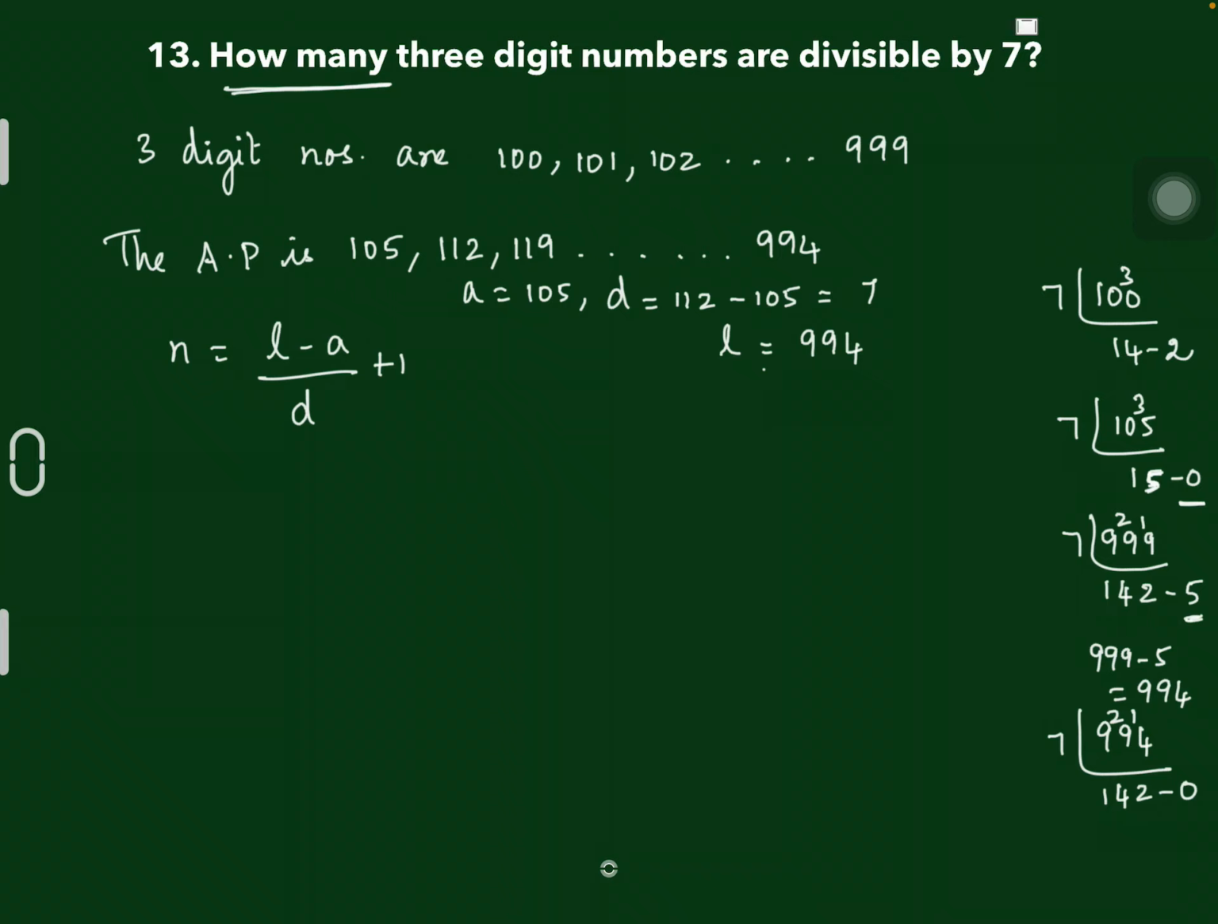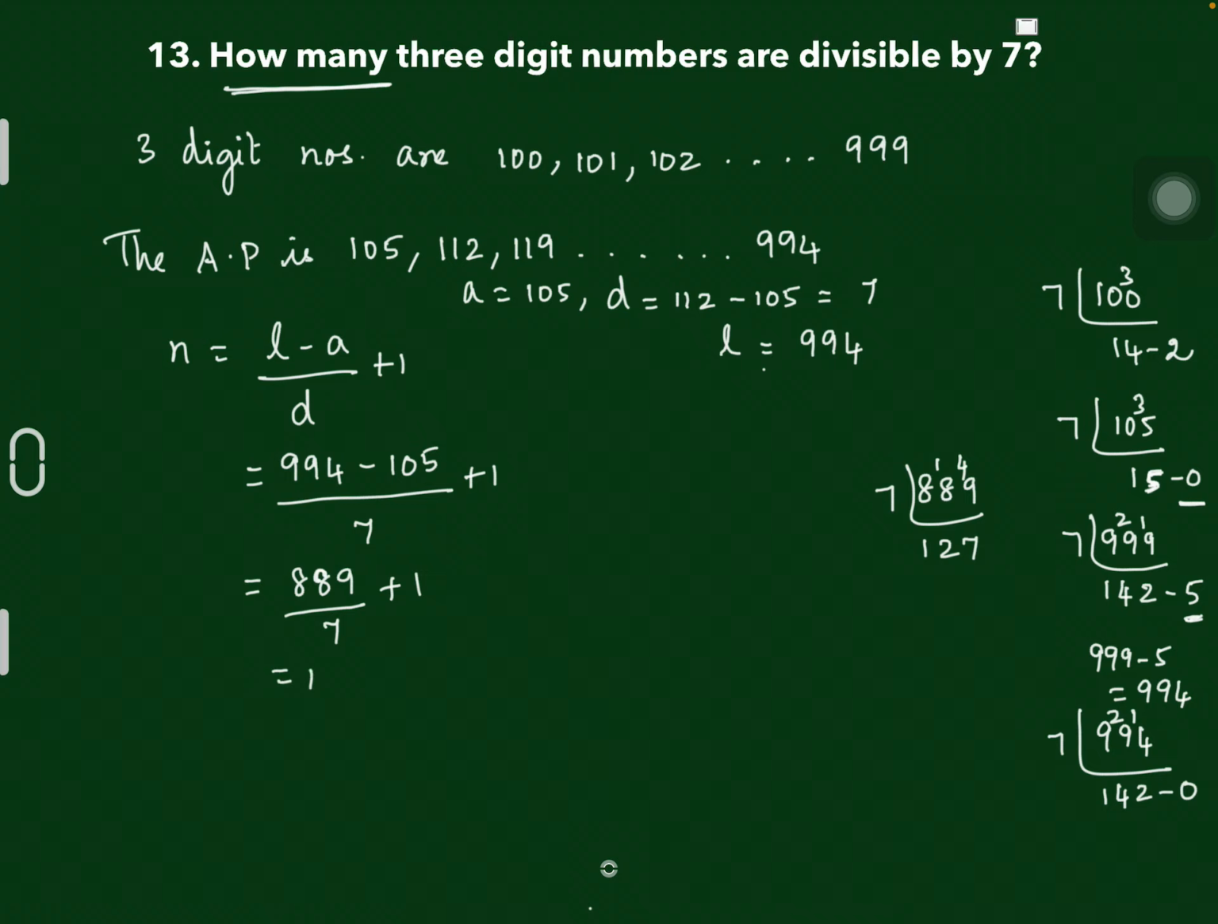So let me substitute those values in the formula. n is equal to (L minus a) by d plus 1. So what is L here? 994 minus what is a? 105, by what is d? 7, plus 1. When I subtract 994 minus 105, I get 889. 889 by 7 plus 1. So 889 if I divide by 7, 7 ones are 7, 1 remainder, 7 twos are 14, 7 sevens are 49. So what do I get? 889 by 7 is 127 plus 1. So 127 plus 1 is 128.